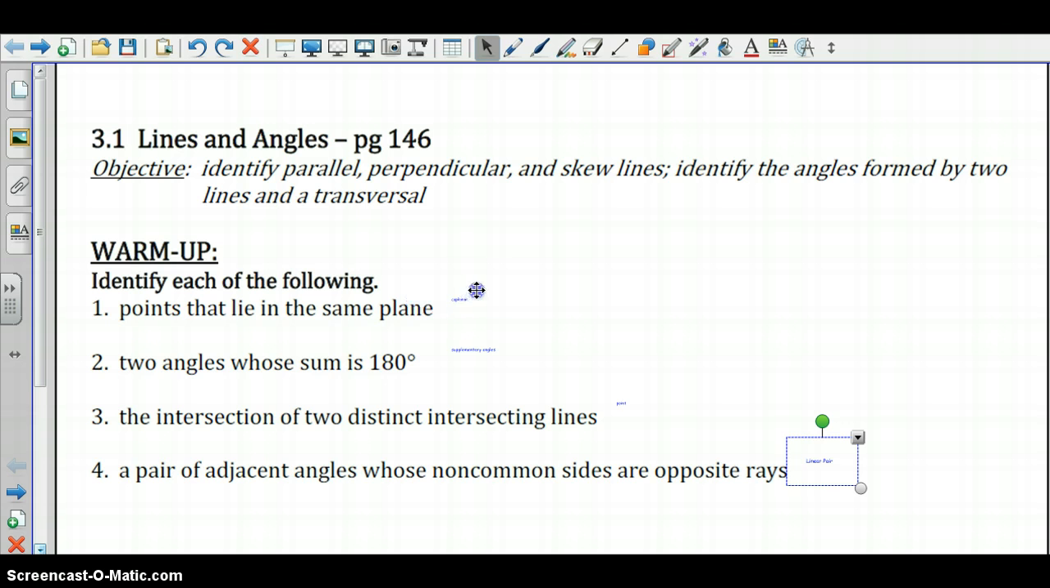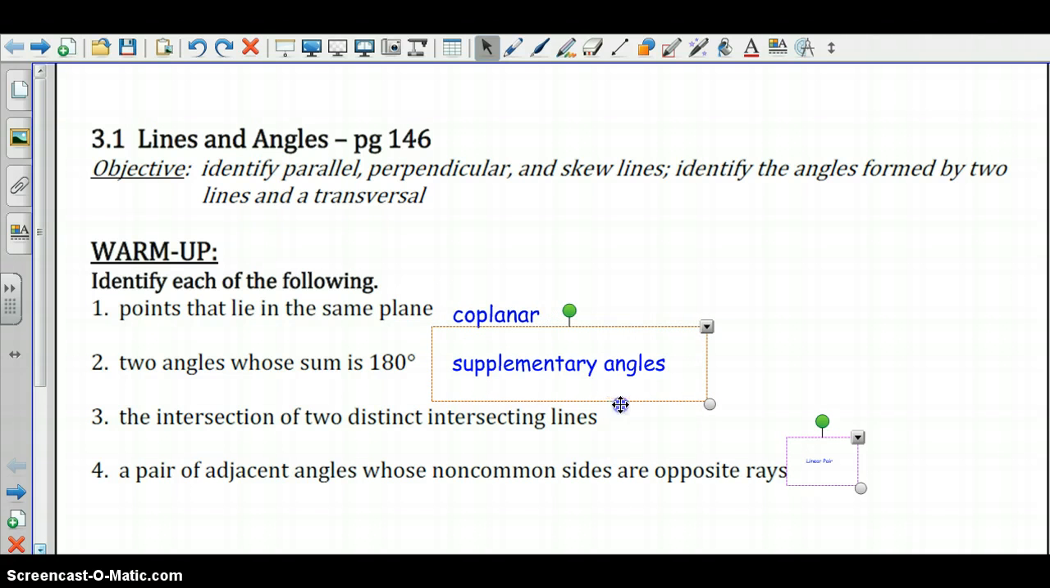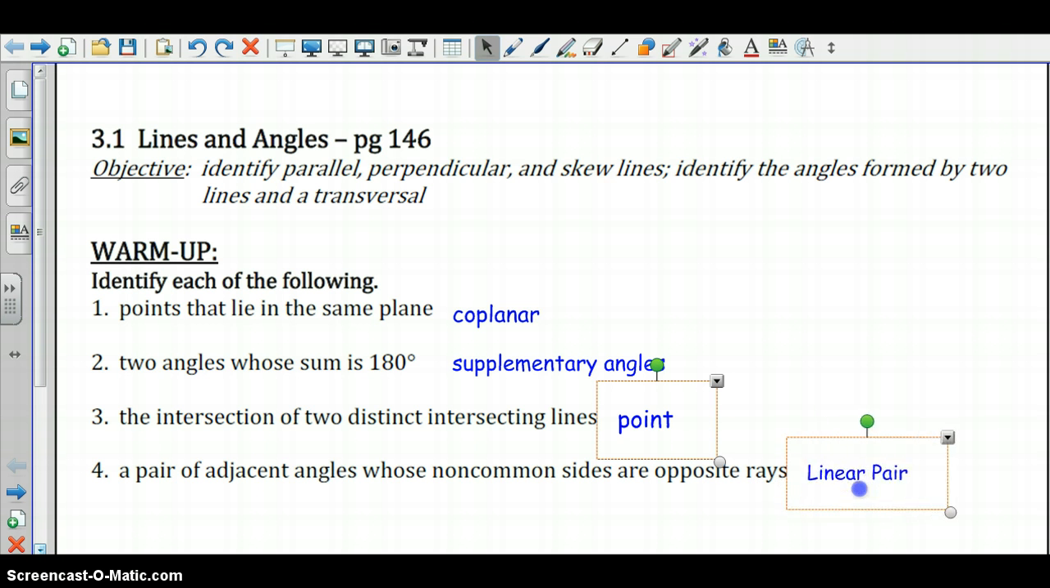Points that lie in the same plane, we understand those are coplanar. Two angles whose sum is 180 degrees are supplementary angles. The intersection of two distinct intersecting lines is a point. Remember, two lines intersect in exactly one point. And then a pair of adjacent angles whose non-common sides are opposite rays form a linear pair.